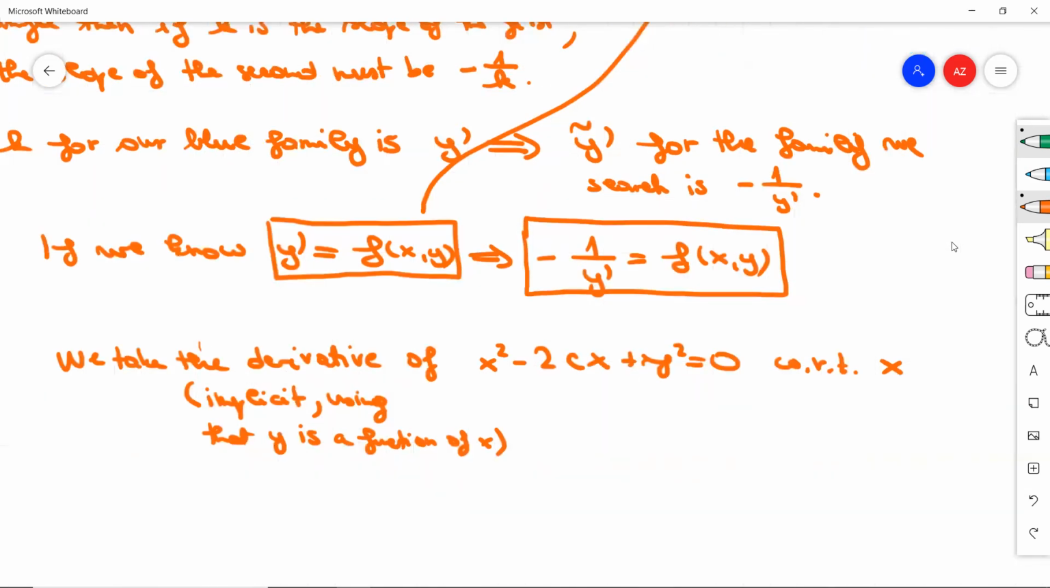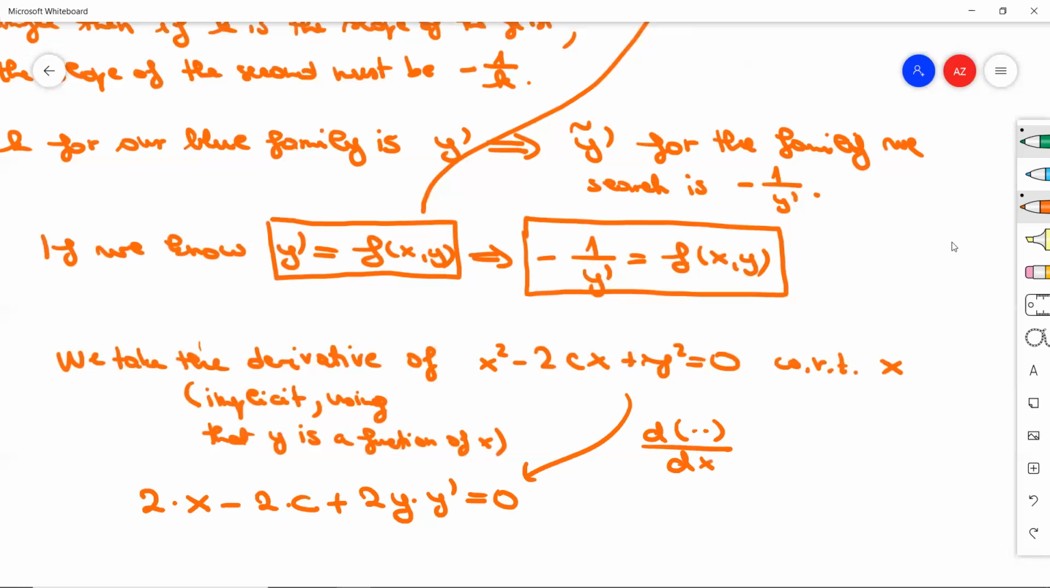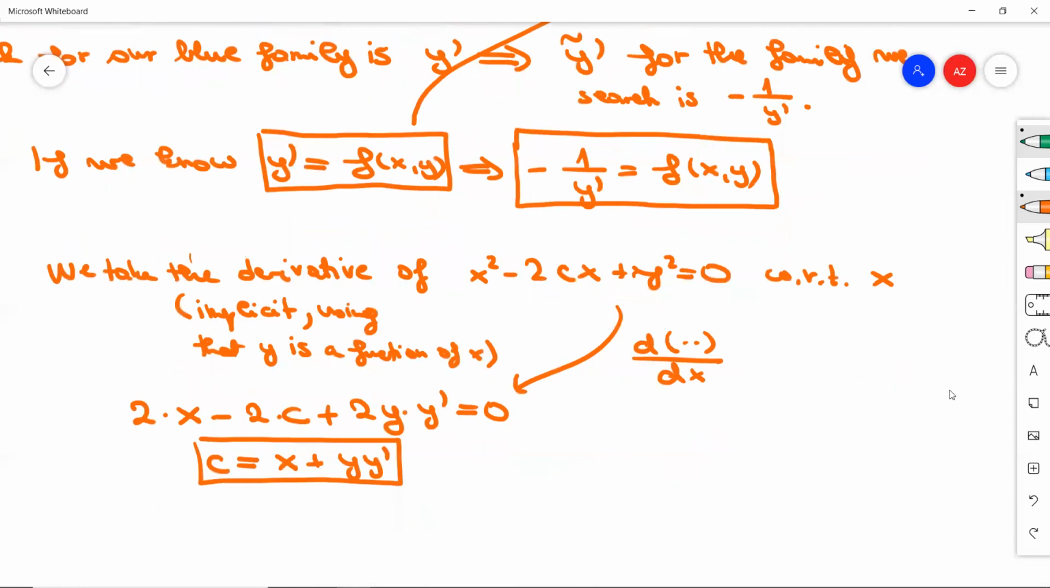So let's take this derivative. What we get is 2 times (x minus c) plus 2 times y y prime is equal to 0. Here I took the derivative with respect to x. Here I can cancel out 2's and I get c is equal to x plus y y prime. So I expressed c in terms of x, y, and y prime.